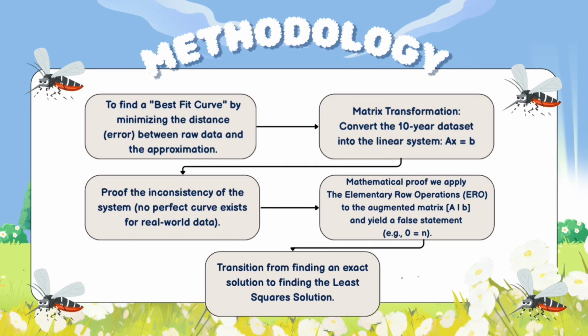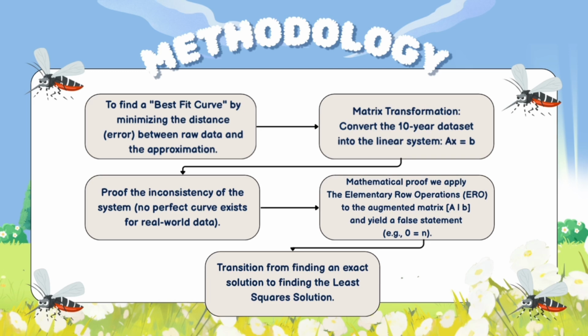To do that, we set up our baseline equation Ax = b, where matrix A represents the timeline of years, vector b holds our actual dengue death counts, and x contains our unknown model coefficients. But when we run the numbers and apply elementary row operations, ERO, to the augmented matrix, we get a false statement. The math shouted back a contradiction where 0 equals a non-zero number. Thus, the system was inconsistent.